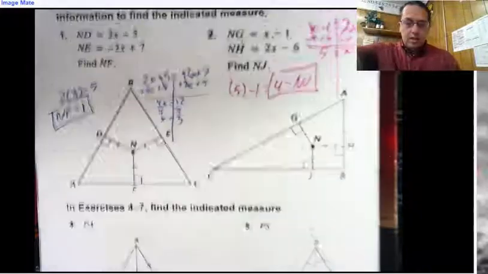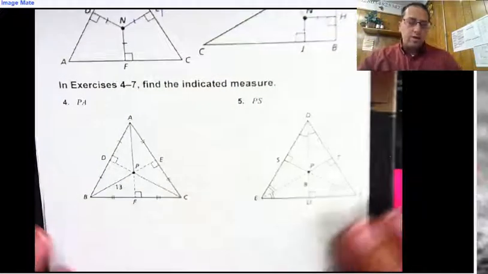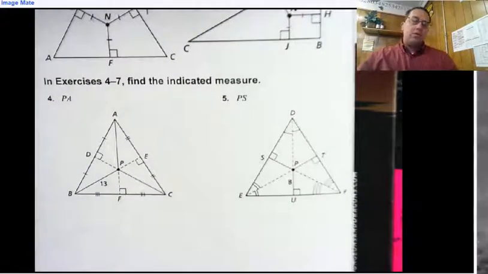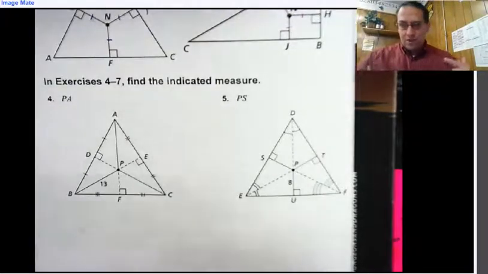Okay, so let's take a look at this next set. For numbers 4 through 7, find the indicated measure. So it's not telling you you're at the incenter, it's not telling you you're at the circumcenter, it just says find the measure. So you got to figure it all out, which is fine because we can do that.